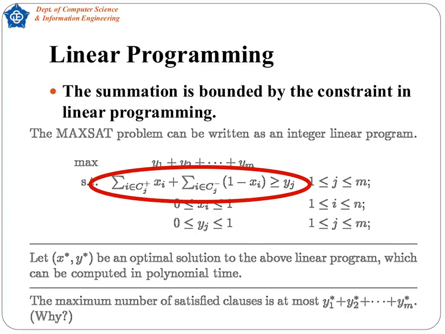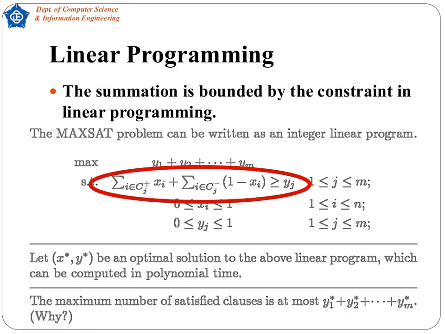Building on our previous bound, let's now encode MAXSAT as an integer linear program. We introduce a variable x_i in {0,1} for each original Boolean variable, and a variable y_j in {0,1} for each clause. Our objective is to maximize the sum of all y_j's, which directly corresponds to the total number of satisfied clauses.